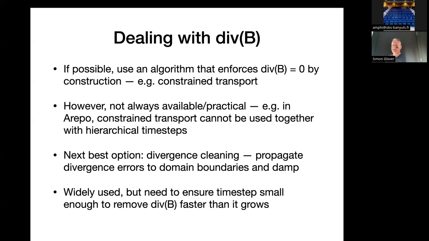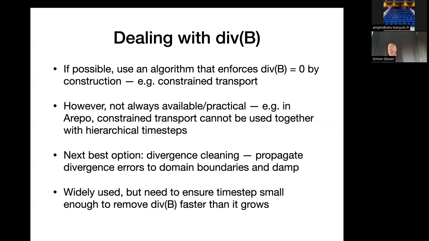So what do we do in that case? The next best option is something called divergence cleaning. And the basic idea is that the code identifies regions where div B is very non-zero and tries to damp those errors and also propagate them away to the edges of the simulation volume. Now, this is a widely used scheme. A lot of the simulations that we'll be seeing later on use some form of divergence cleaning scheme. And it can be very effective.